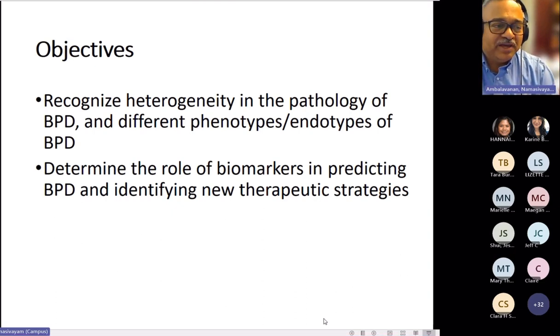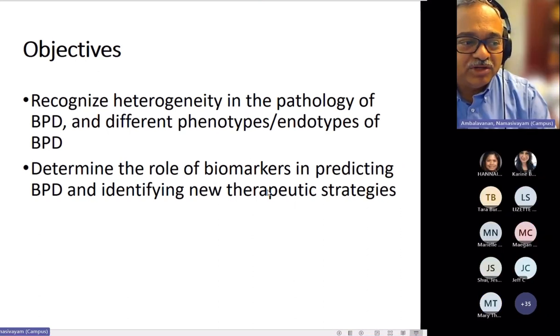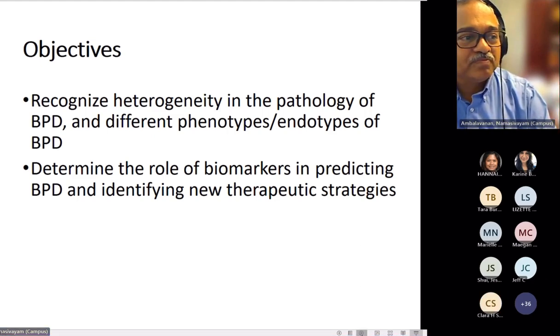So the objectives today are to recognize heterogeneity in the pathology of BPD and differentiate different phenotypes and endotypes of BPD, just recognizing that all BPD is not the same. And also to determine the role of biomarkers in predicting BPD and the potential role of new therapeutic strategies.